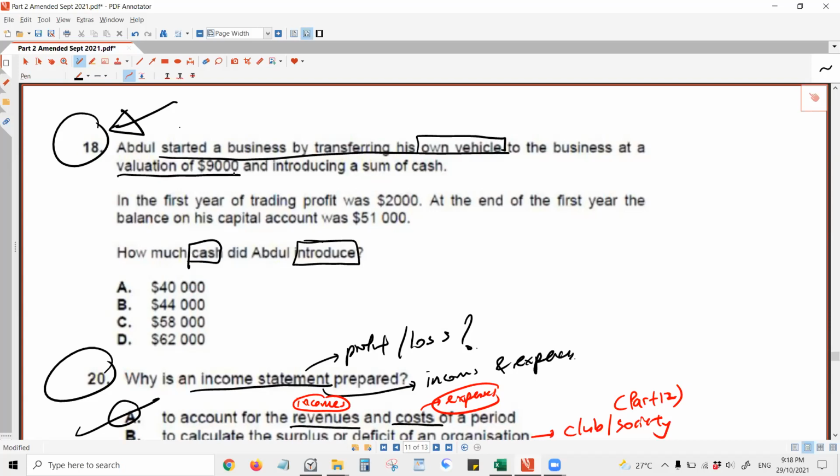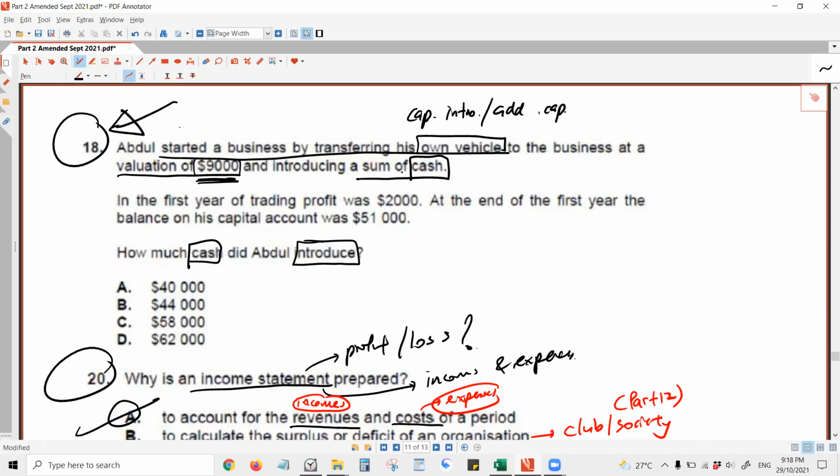So this is what Abdul is doing. Abdul puts a personal car into the business. This is also known as capital introduced, or you call it additional capital. Putting things into the business, okay? Investment from owner. And they say that it's worth 9,000. And also some money in the form of cash.